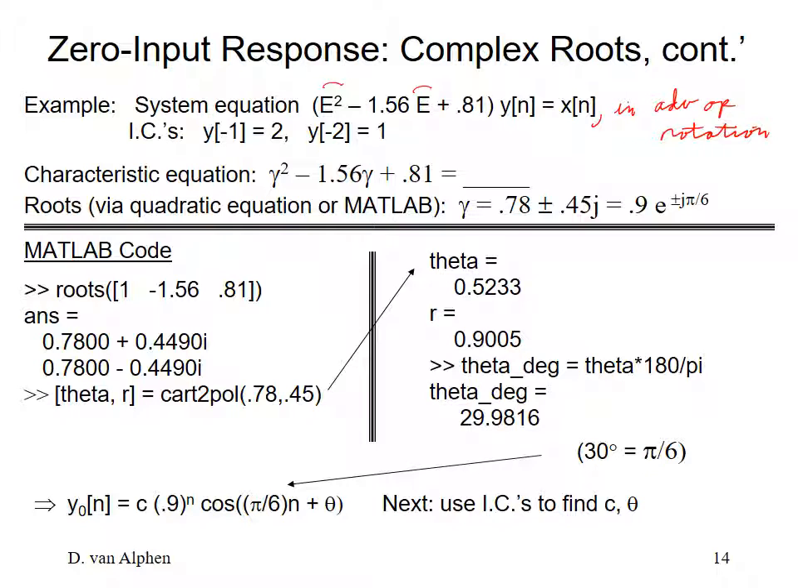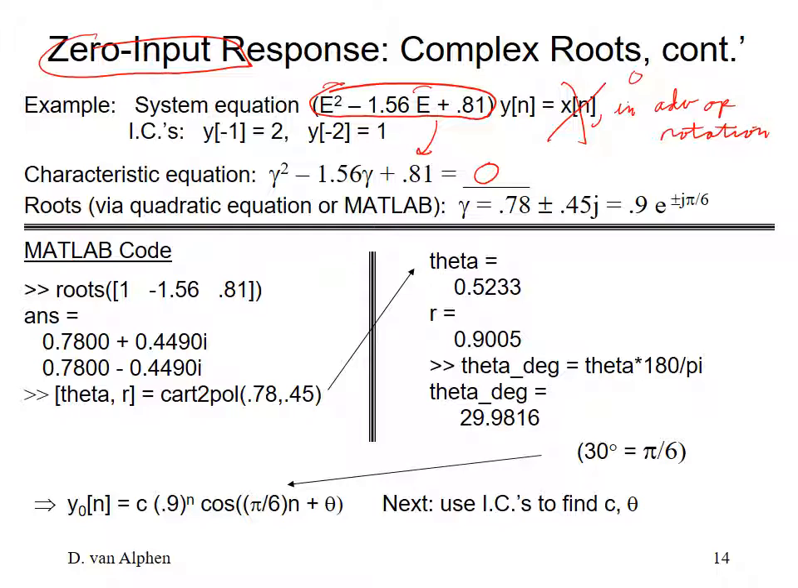So the characteristic equation, we just take the polynomial in e and rewrite it in terms of gamma. So it becomes gamma squared minus 1.56 gamma plus 0.81. That's the characteristic equation. Remember, the right-hand side of the characteristic equation is always 0 because we're killing off the input. Zero input means make this input x of n equal to 0, right?